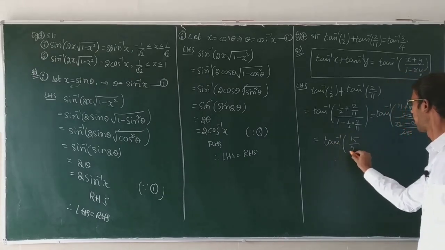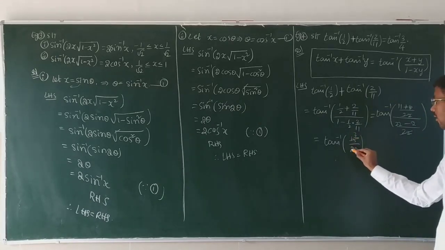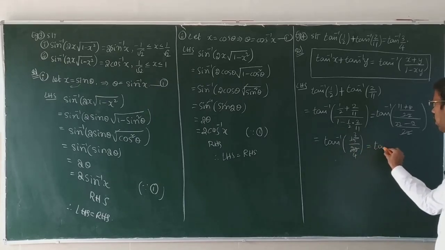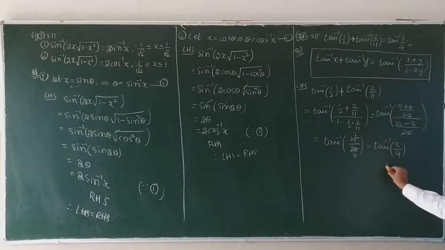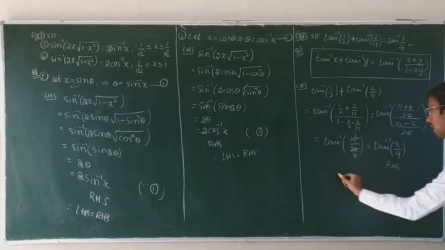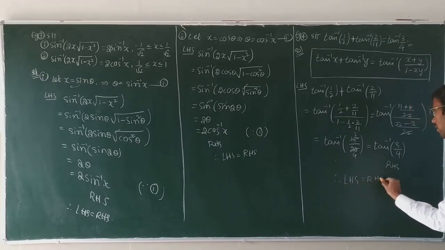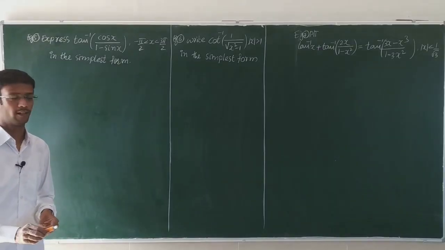Tan inverse of 15 by 20. 5 threes are 15, 5 fours are 20. This is equal to tan inverse of 3 by 4. This is the RHS. So we can write LHS is equal to RHS. For the video, example 5.